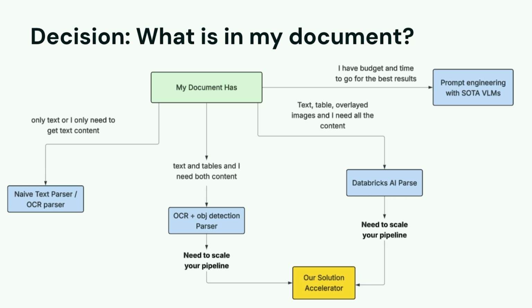One of the great things about Databricks AI Parse is it not only parses the components out of the document, but it also parses the contextual information, meaning that you can get information about where each component belongs, what page. A lot of times these are very useful. For this middle branch and the third branch, that's what our Solution Accelerator is currently built for. We hope to help you scale that pipeline.